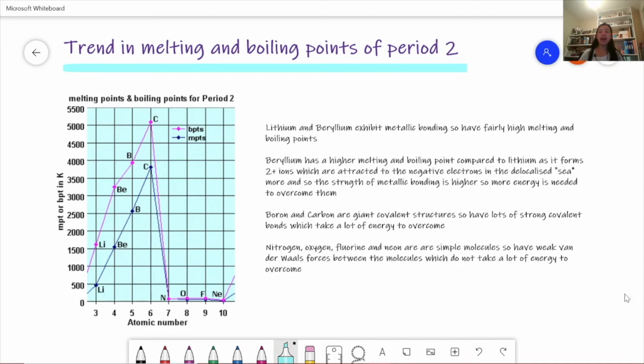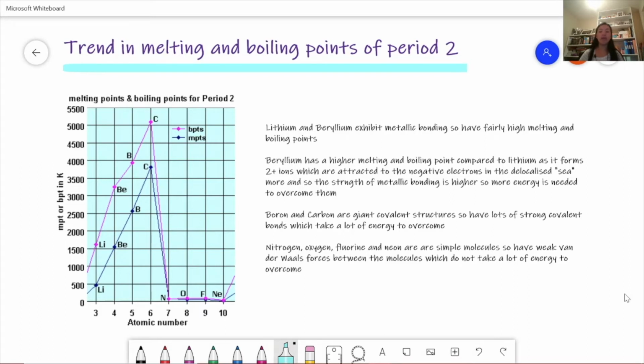So as you can see, it peaks towards group 4, and this is because lithium and beryllium both have metallic bonding, and so they have very high melting and boiling points. Beryllium has a higher melting and boiling point compared to lithium because it forms 2+ ions, so it has a higher charge density. So these 2+ ions are more attracted to the negative electrons in the delocalized sea, and so the strength of metallic bonding in beryllium is higher than in lithium, and so more energy is needed to overcome these strong metallic bonds, and so the melting and boiling points of beryllium are higher than for lithium.